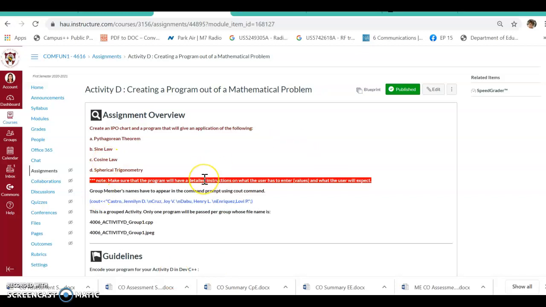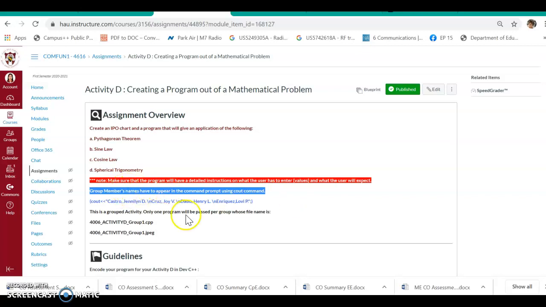I-discuss ko ngayon kung ano yung instructions about the creation of your activity D. So, for your activity D, you'll see here that this activity is a group activity. Therefore, only one file will be passed for the whole group. Okay? So, the file name should be like this. Okay, and then make sure that the names of your group members appear on the command prompt.